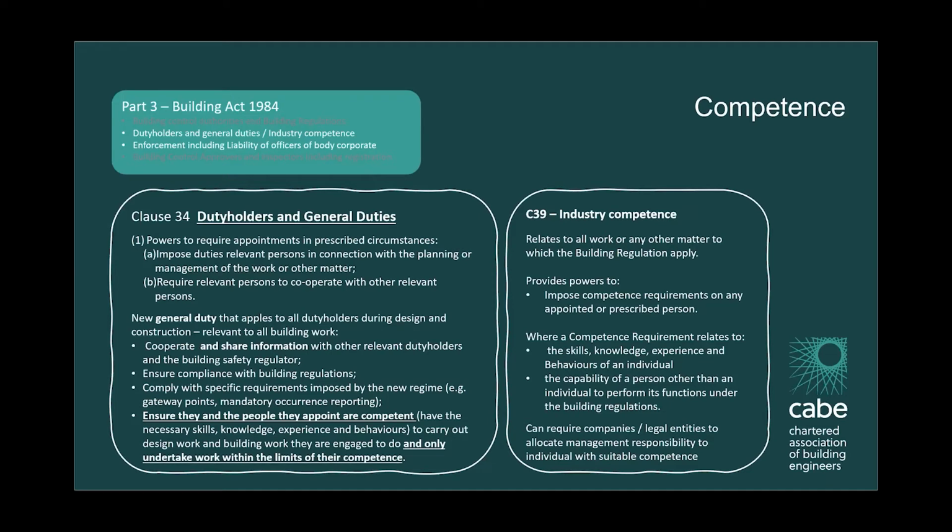The Building Act amendments that are in the Building Safety Act are Clause 34 and Clause 39. So Clause 34 effectively gives the government powers to require people of a specific description to be appointed in prescribed circumstances. In this case, the most obvious example is the principal designer and principal contractor that clients will have to appoint. But it's also about setting express conditions for duties that are imposed on specific people who are described in the legislation.